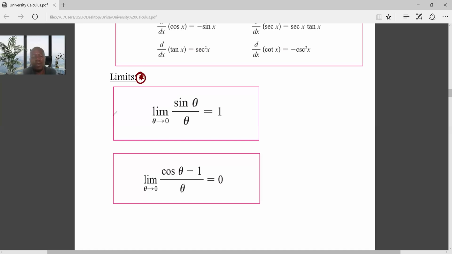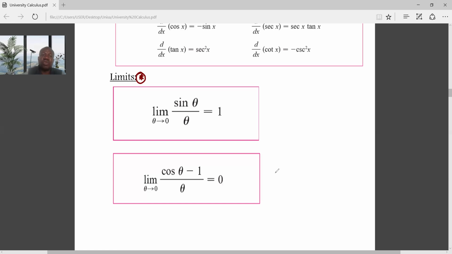I want us to use the program to prove that the limit when theta approaches 0, it can be theta or h, does not matter, of sine theta over theta becomes 1. And the limit when theta approaches 0 of cos theta minus 1 over theta becomes 0. Let us prove this practically.